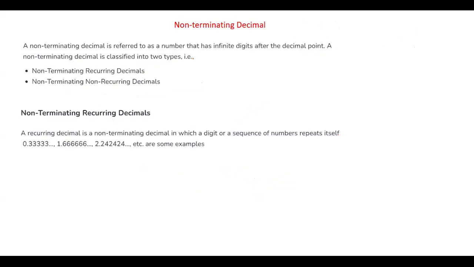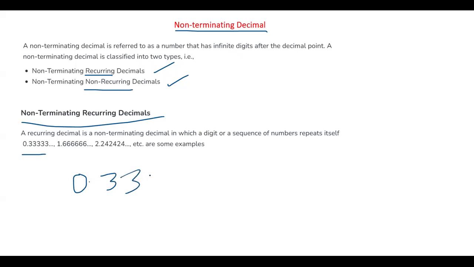Now, next comes non-terminating decimals. Non-terminating decimals can again be categorized into 2 types: non-terminating recurring decimals and non-terminating non-recurring decimals. So here the main terms are recurring and non-recurring. What do we mean by these terms? First of all, we will talk about non-terminating recurring decimals. Let's look at the example first. 0.3333 and we have 3 dots here, which means 3 is going on.